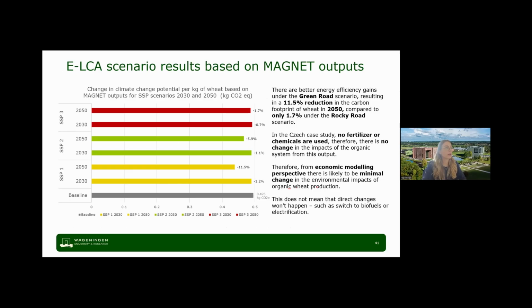So, some more visuals. This is on the climate change potential for wheat. You see the different percentage changes in the 3 SSPs in 2030 and 2050. You see an overall reduction, but the largest reduction is in SSP1 in 2050, and the smallest reduction is in SSP3.